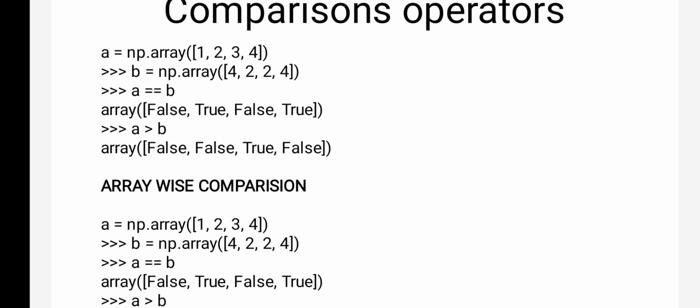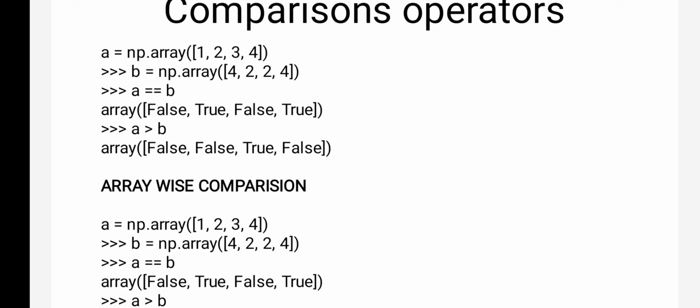In the first array, what is the first element? 1. 1 equals 4, false. Next, 2 equals 2, true. 3 equals 2, false. 4 equals 4, true. So the elements of the first array are compared with the second array. If they are equal, you will get a true. If they are not equal, you will get a false.